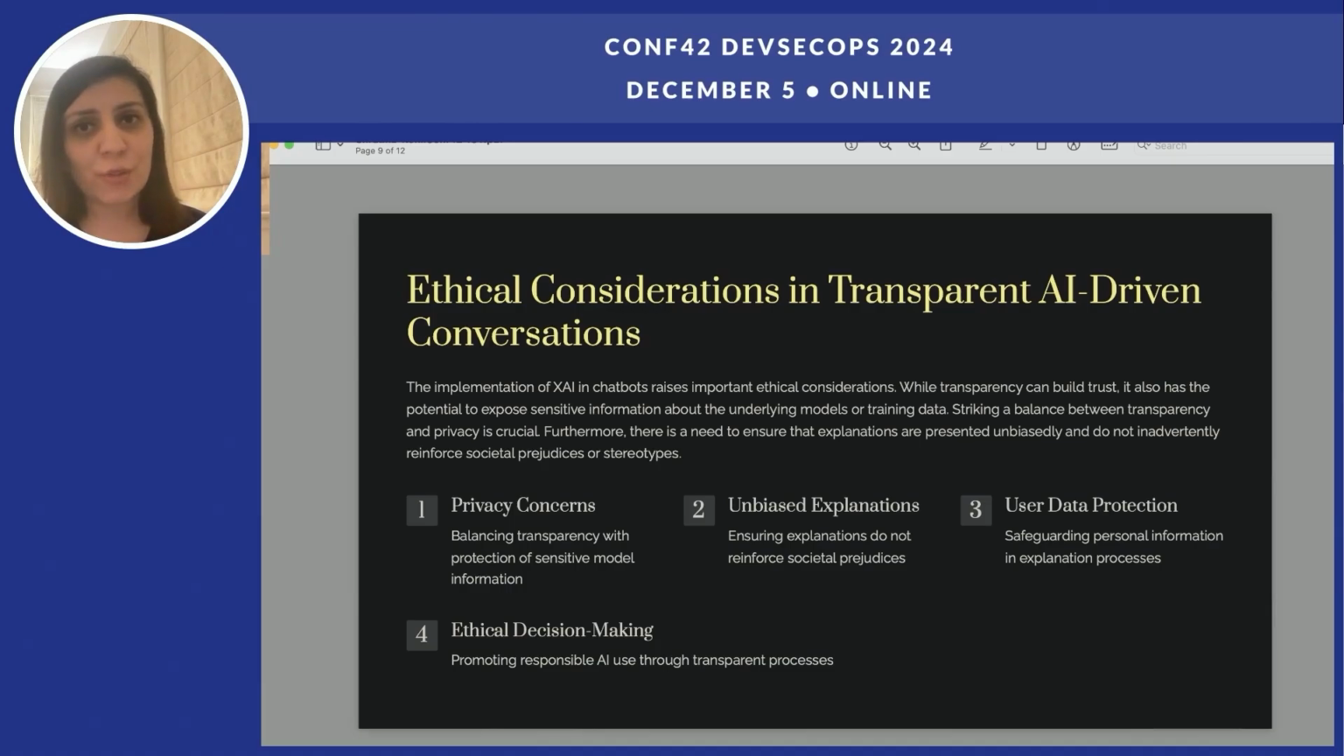Now, the ethical considerations in transparent AI-driven systems. This raises important ethical considerations because while we want transparency to build trust, we also want to make sure that we are not exposing any sensitive information about the underlying models or the training data. So striking that balance between transparency and privacy is crucial. Furthermore, there is a need to ensure that explanations are presented unbiasedly and do not inadvertently reinforce societal prejudices or stereotypes.